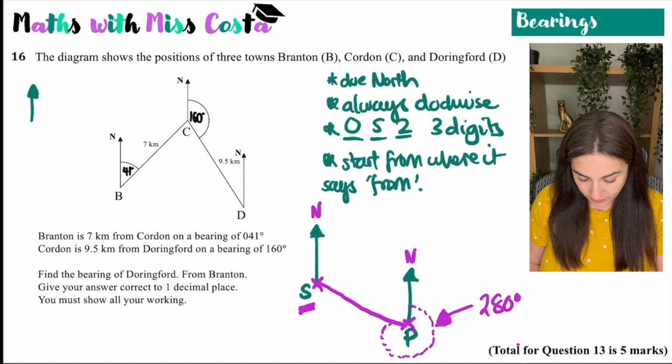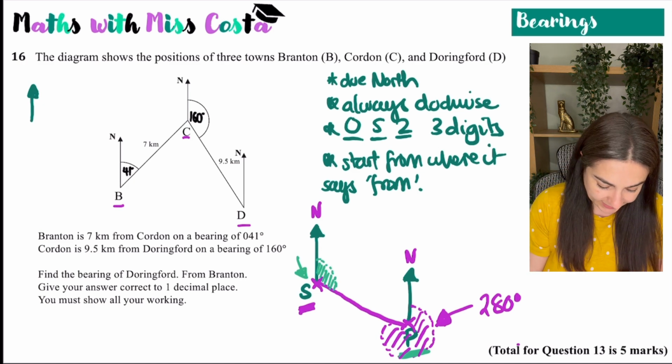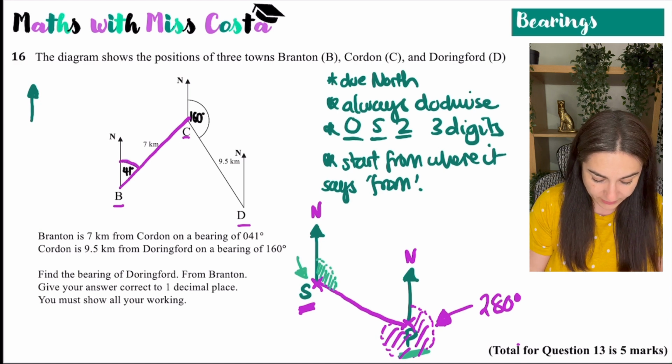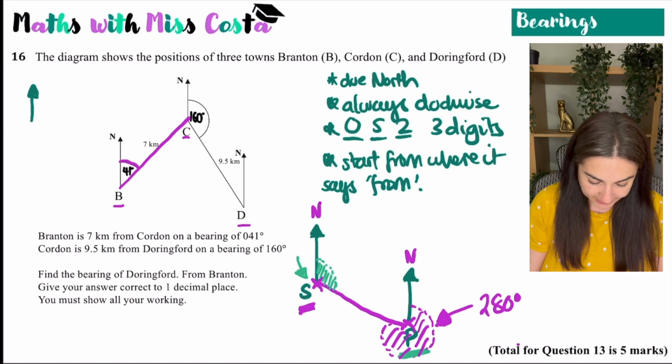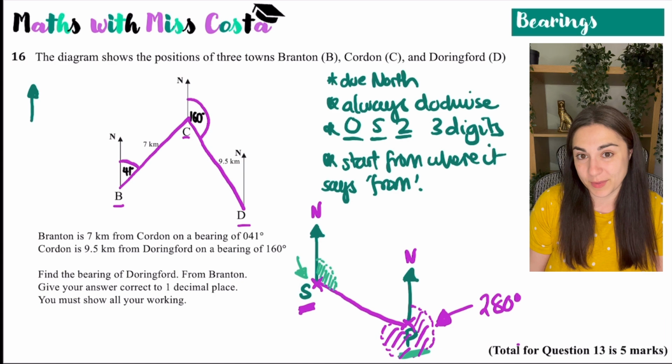However, if I wanted to work out the bearing of the port from the ship, then I'd start from here and I'd go clockwise. So it would be this bearing here. So that's just something to bear in mind. But let's apply it to this question here. So I've got 3 towns, Branton, Cordon and Dorringford. And I know that Branton is 7 kilometres from Cordon on a bearing of 41 degrees, and that Cordon is 9.5 kilometres away from Dorringford on a bearing of 160 degrees. So that's all the information that I know.